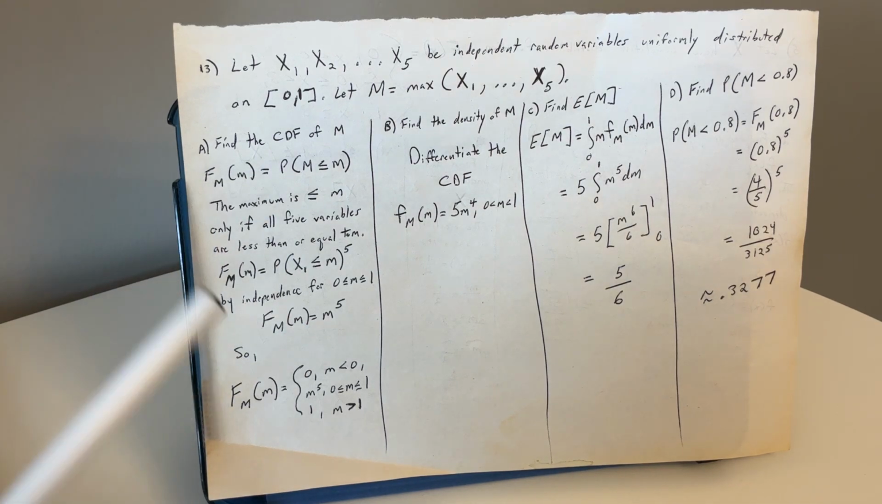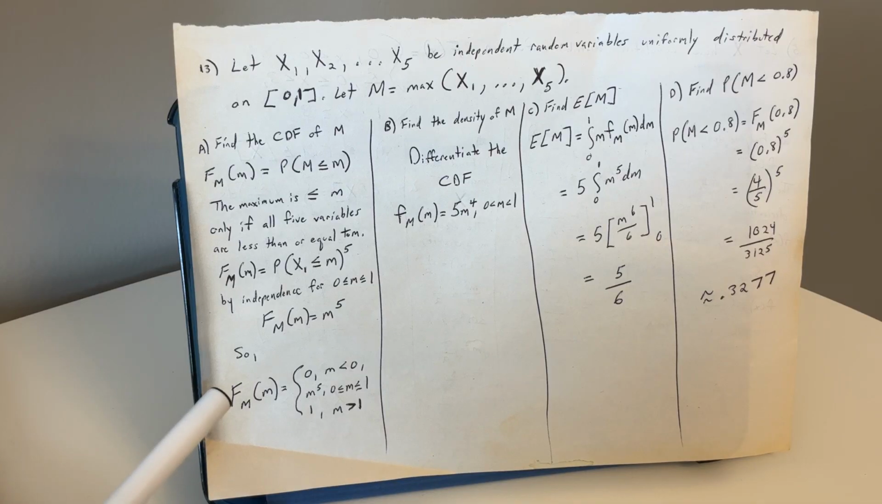If we want to write this as a piecewise function, F sub capital M of m equals 0 where m is less than 0, m to the 5th where 0 is less than or equal to m less than or equal to 1, and 1 where m is greater than 1.